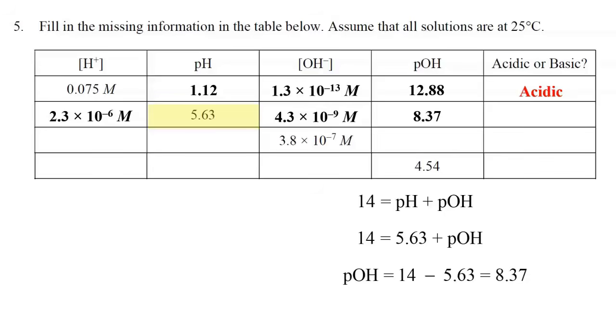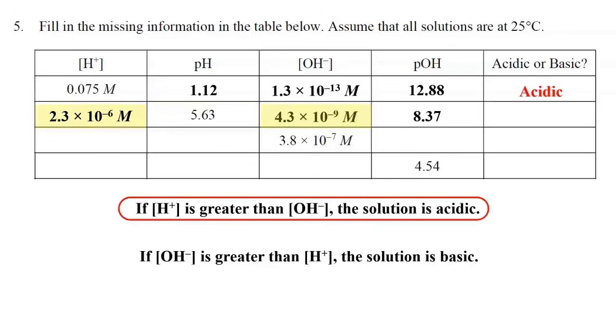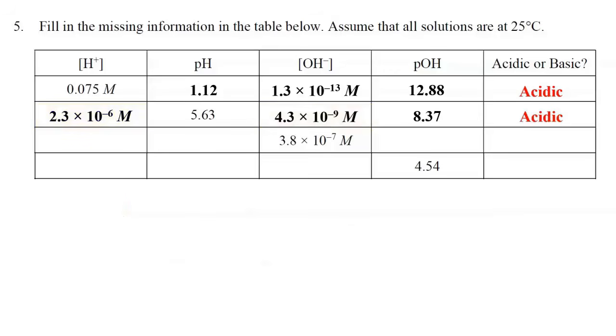Now let's compare the concentrations of H+ and OH-. So it looks like the concentration of H+ in this solution is larger than the concentration of OH-, so therefore this would also be classified as an acidic solution. The next number in the next row of the table is the concentration of hydroxide, which is 3.8 times 10 to the negative 7 moles per liter.